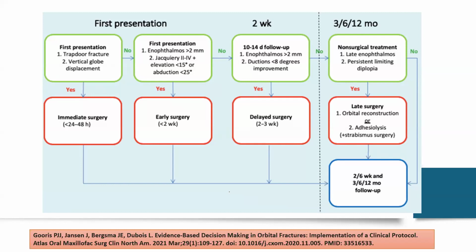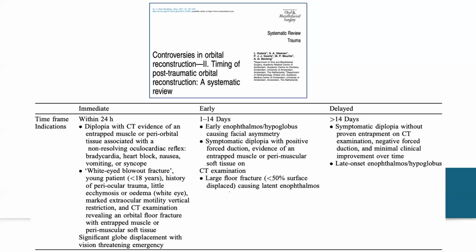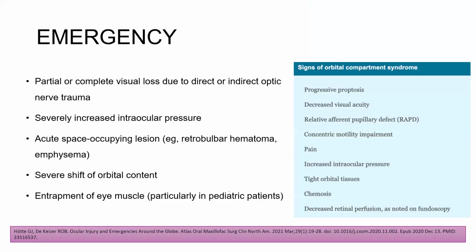So this is the basic chart of evidence-based decision making in orbital fracture, of when to operate on a patient with a floor or medial wall fracture. It is the same as whatever we have discussed. Which comes under emergency? What kind of problems come under an emergency other than trapdoor fracture? When there is a retrobulbar hemorrhage, these are all called orbital compartment syndrome, because the retrobulbar hemorrhage causes an orbital compartment syndrome.